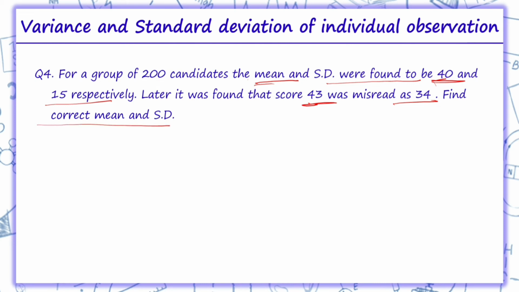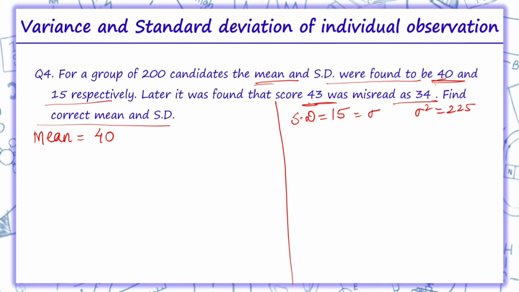So we have to find the correct mean and standard deviation. First we'll solve for the mean. We are provided that the mean of 200 observations is 40, and the standard deviation is 15, which is sigma. So sigma square will be 225.